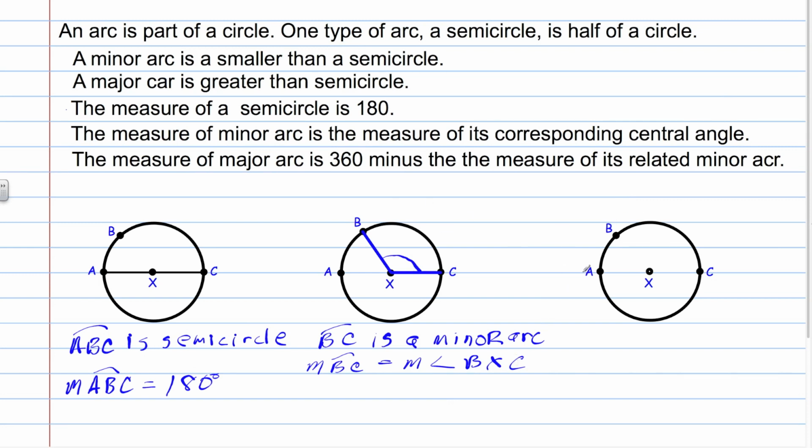The third thing, in my third diagram, we're going to talk about a major arc. It says here, a major arc is greater than a semicircle. So here we could have arc BAC, from here through A along the outside of the circle to C. And we call that a major arc. So arc BAC is a major arc.